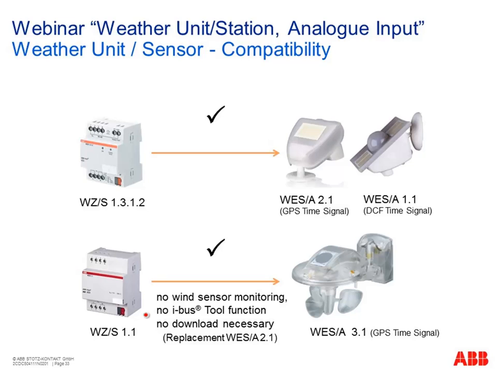In the application, you can select this. The only thing you have to accept is that no wind sensor monitoring is possible with this combination, and no IBAS tool function, because this old weather unit is not able to handle this. If you replace the weather sensor 2.1, you don't have to change anything in the application. No download is necessary, so it's only replacement of the sensor with the same functions as before, but not the additional functions. That you have to accept. But I think it's a customer-friendly solution that you don't have to replace everything if necessary.